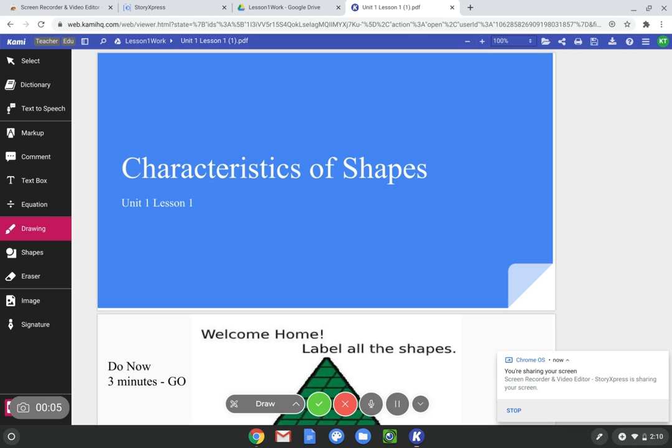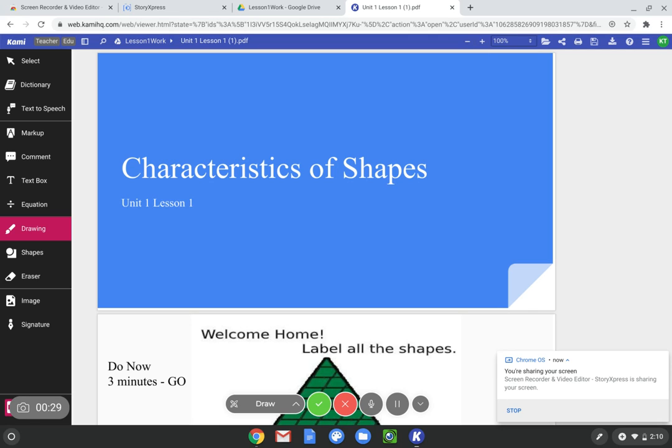So the purpose of Unit 1, Lesson 1 is to apply the geometric vocab that we learned in class in the previous video into recognizing the attributes that we see in shapes. And knowing and recognizing the attributes that we see in shapes is important because that is how we categorize them. That is how we label them.